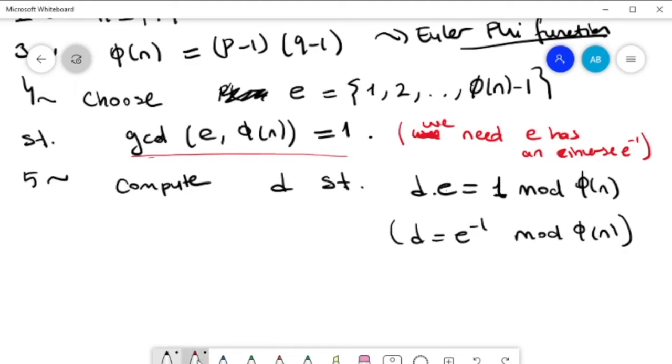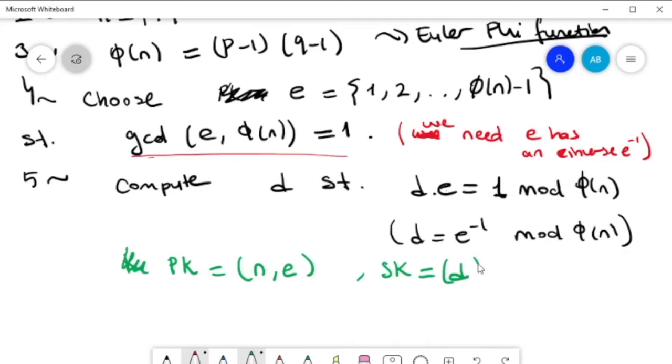It is important that the public key, let's say PK, is equal to N and E. This number N, which is P times Q, is public, and the secret key is D. D is the secret key, and the public key is N and E. Of course, these primes P and Q are also secret.